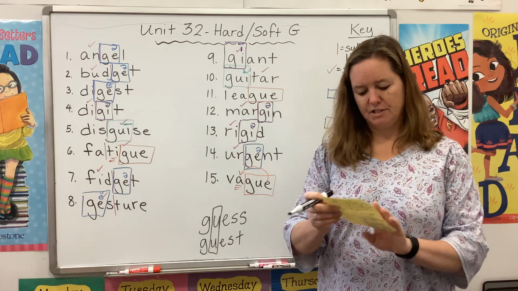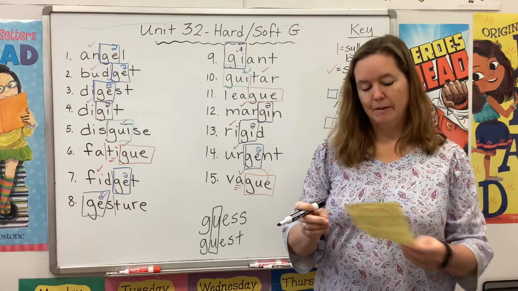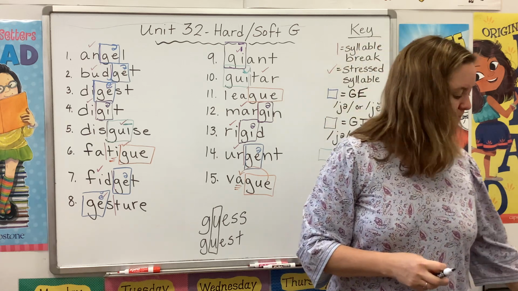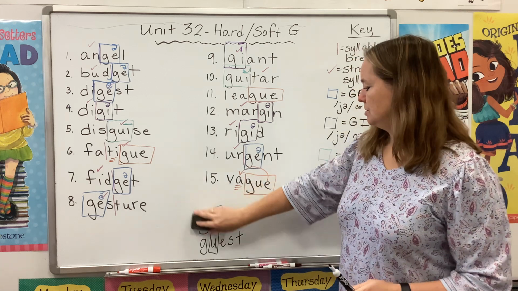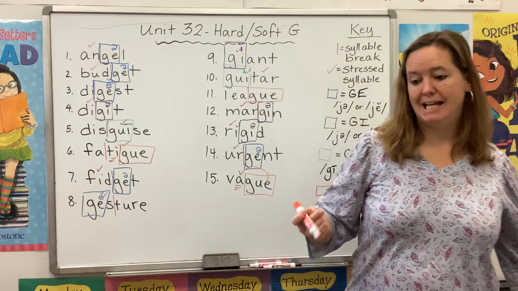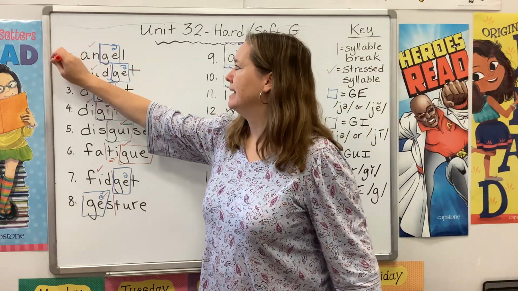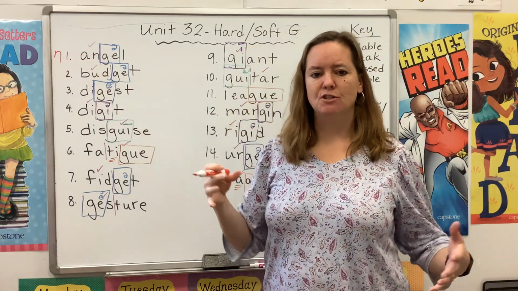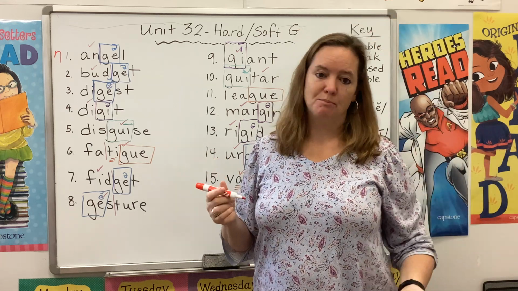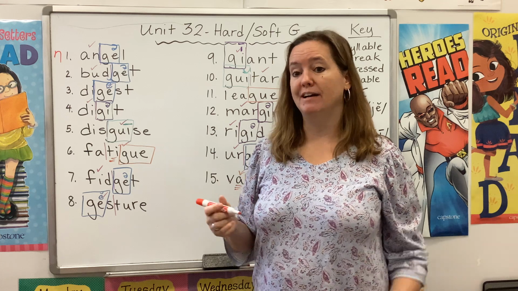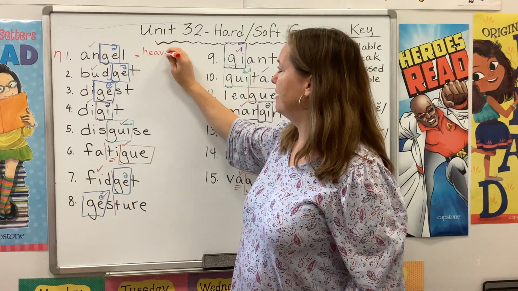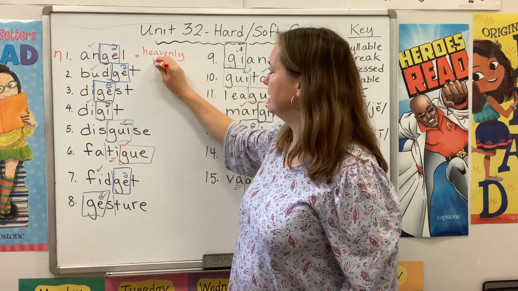What I want to do now is go through our list and talk about the meanings of our words. So, let's start with angel. An angel is a noun. It's a heavenly being. You've seen angels before. They have a halo, they have wings, they're supposed to protect us, right? Maybe we have a guardian angel that looks out for us. So we're just going to call that a heavenly being.